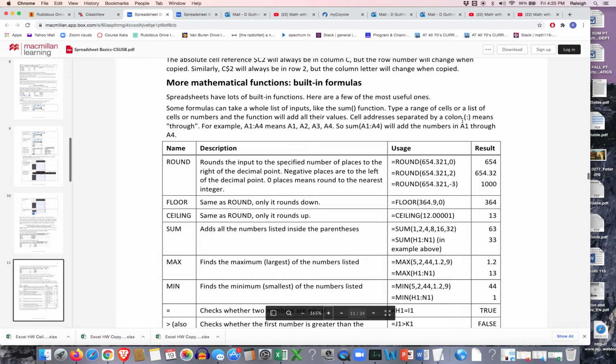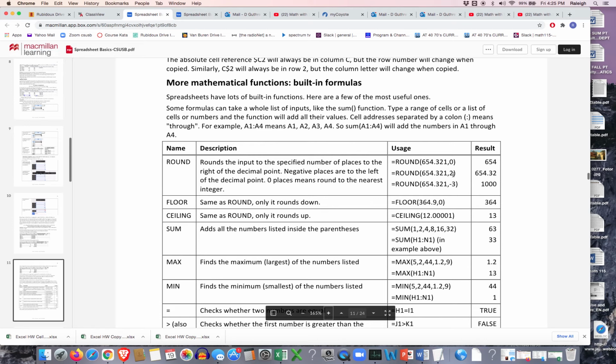Here we have rounding with dollars and cents. I believe it does that automatically to 2 decimal places. But if you need to round to some other level, you could do that. If you have the number 654.321, you could type in round with a 0 following it. That rounds to the nearest whole number. Very easy. This one's for dollars and cents, I suppose, if you can't get it to work any other way.